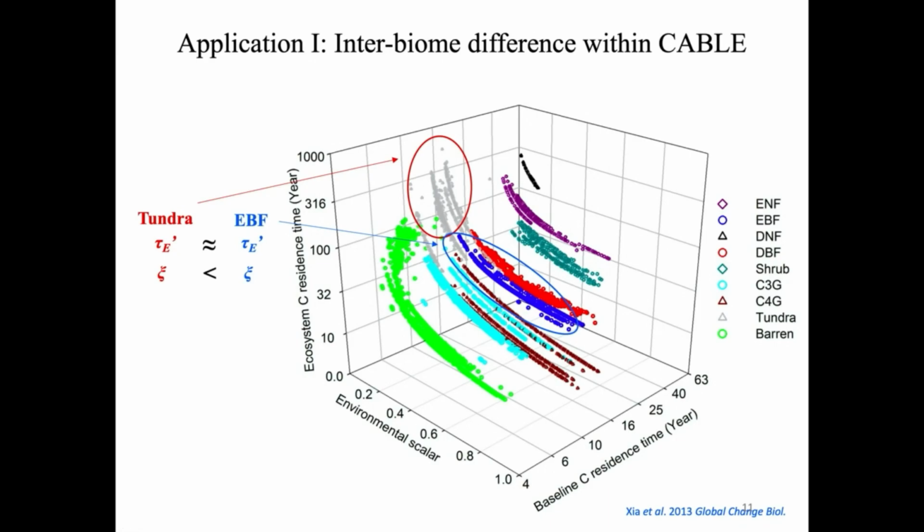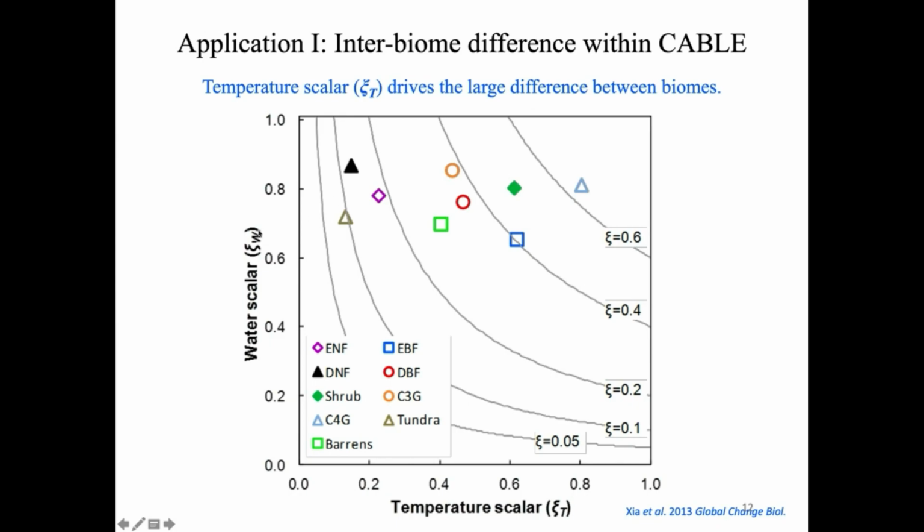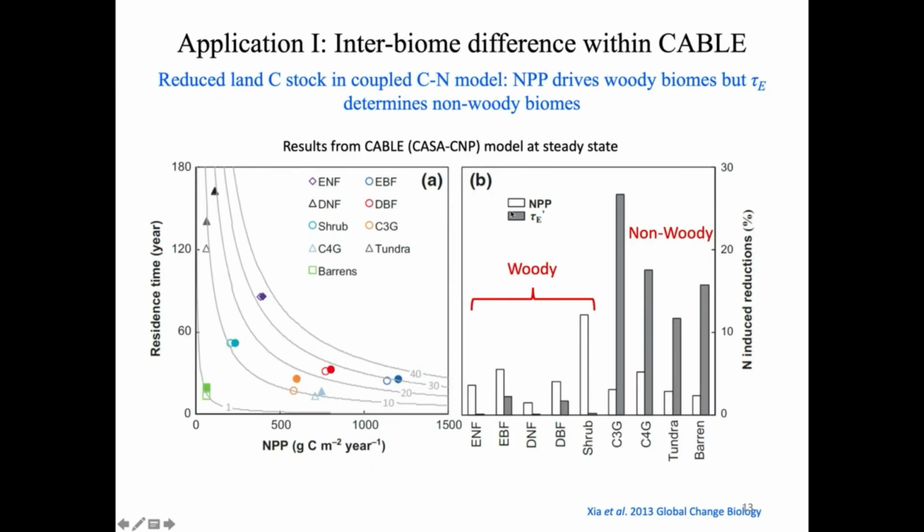So tundra has much longer carbon residence time than evergreen broadleaf forest. This figure shows the variations of temperature scalar and water scalar among biomes in the CABLE model. It clearly shows that the spatial difference in the environmental scalars is mainly driven by the temperature scalar rather than the water scalar in the CABLE model.